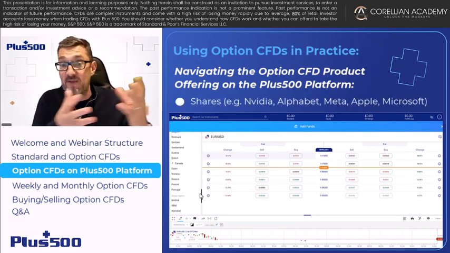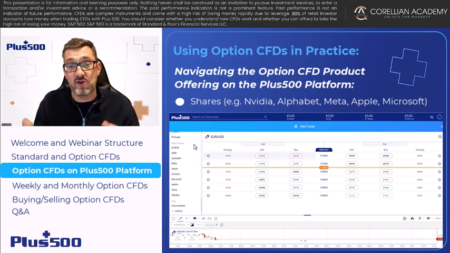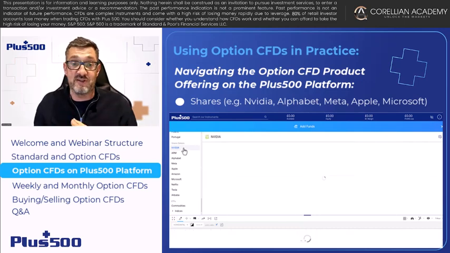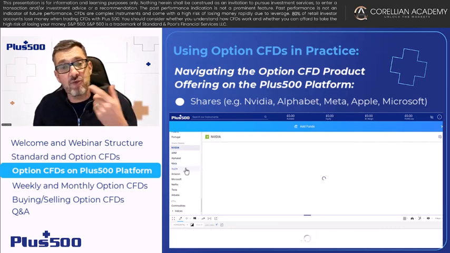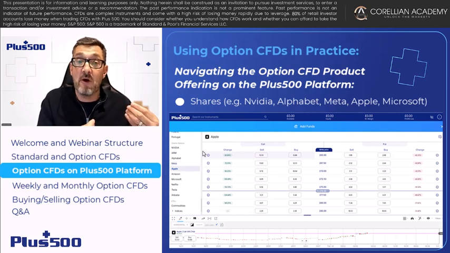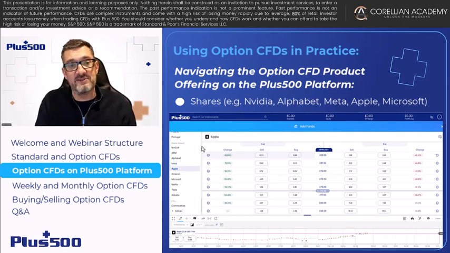And then finally, you can trade option CFDs on some of the biggest companies in the world, names like Nvidia, Alphabet, and Apple. These sit under the shares category, where each supported stock has its own list of call and put option CFDs. This is incredibly useful for CFD traders because option premiums often react faster and more dramatically than the underlying share price, especially around earnings, product launches, or major news events.